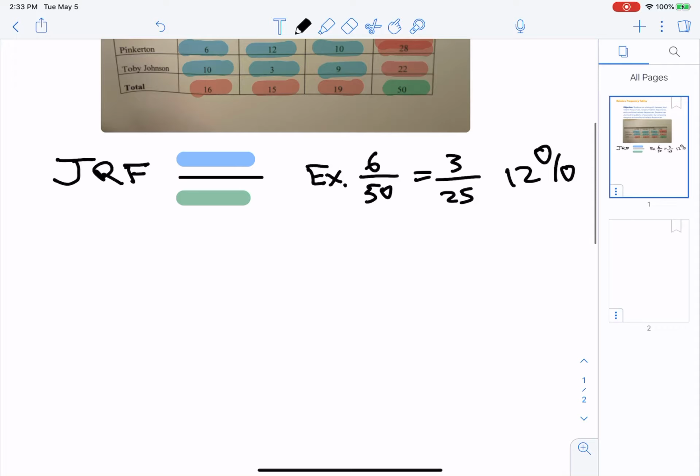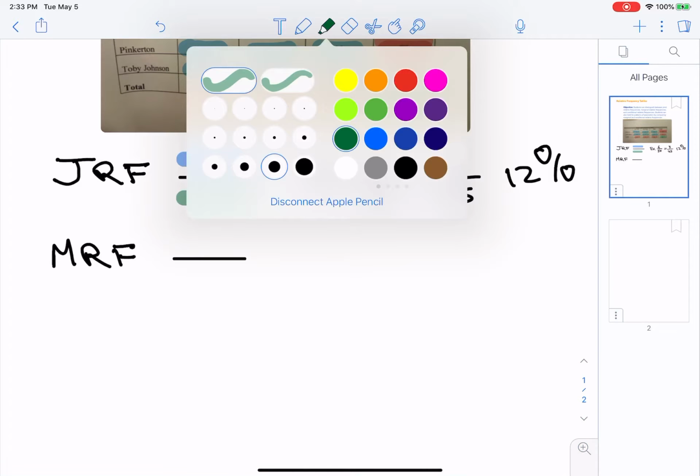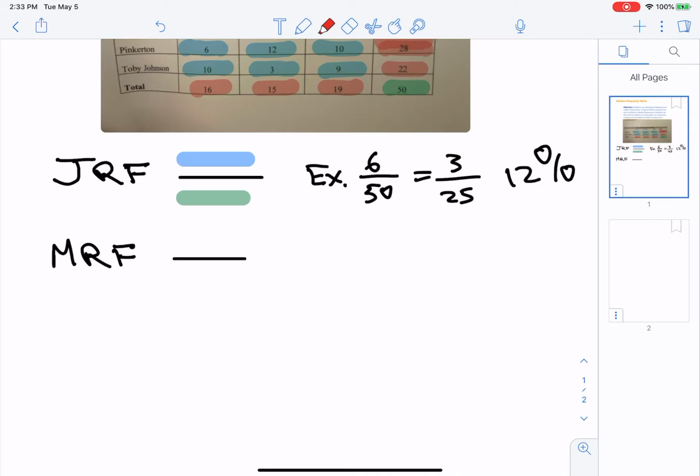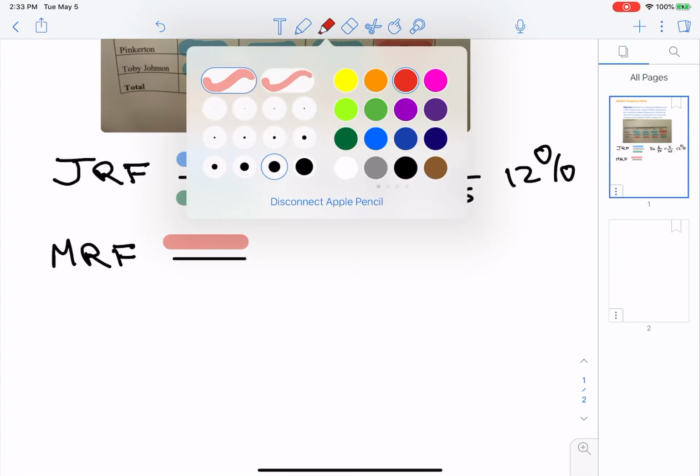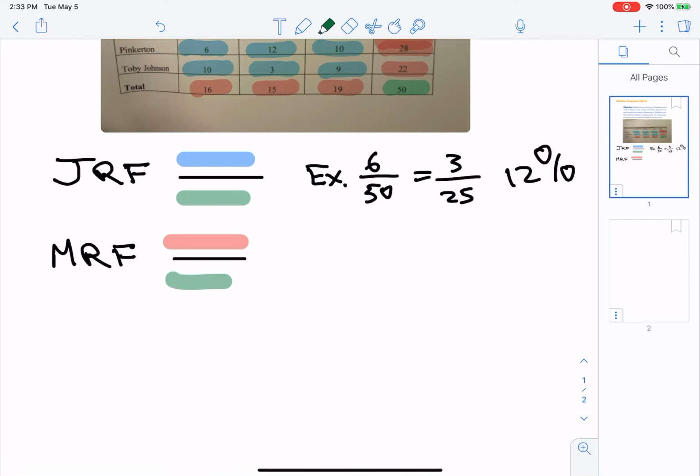Next, we have an MRF. No one really calls it MRF but me. It's a marginal relative frequency. I think it's funny to call it MRF. All that is, is a red, a row or column total, over, maybe you guessed it, the green, over the grand total.